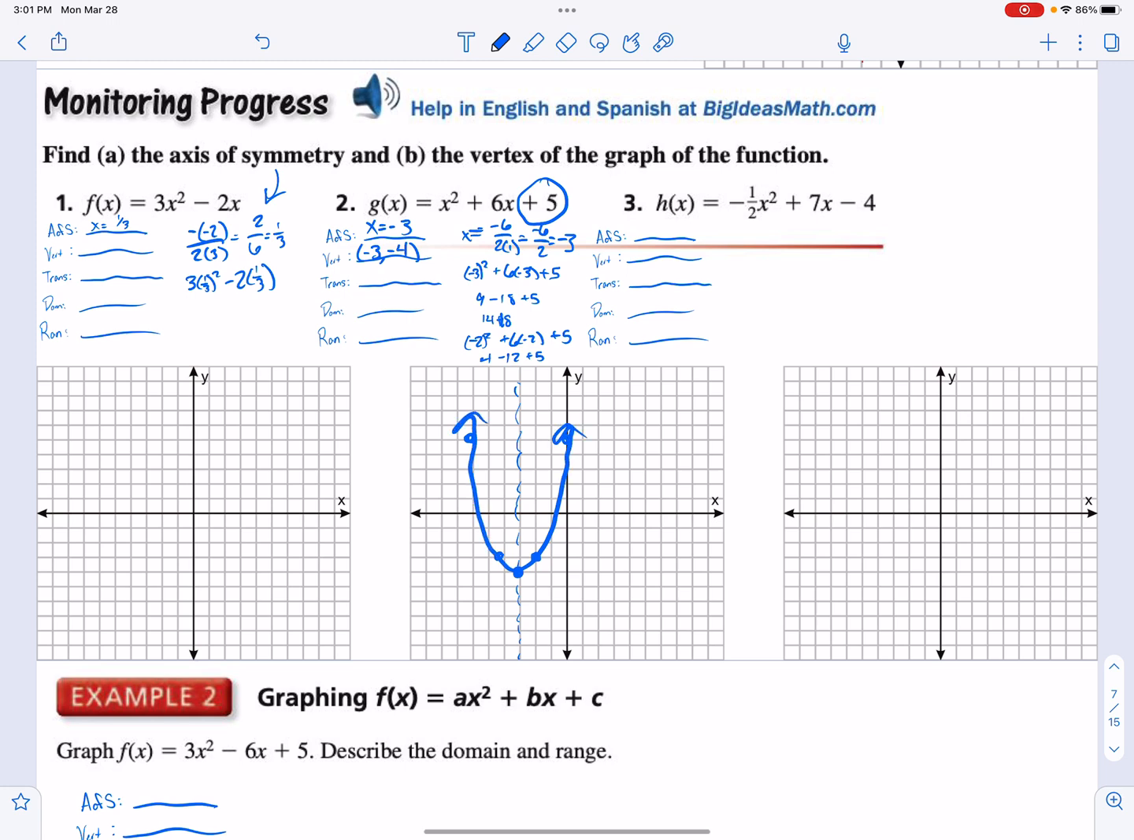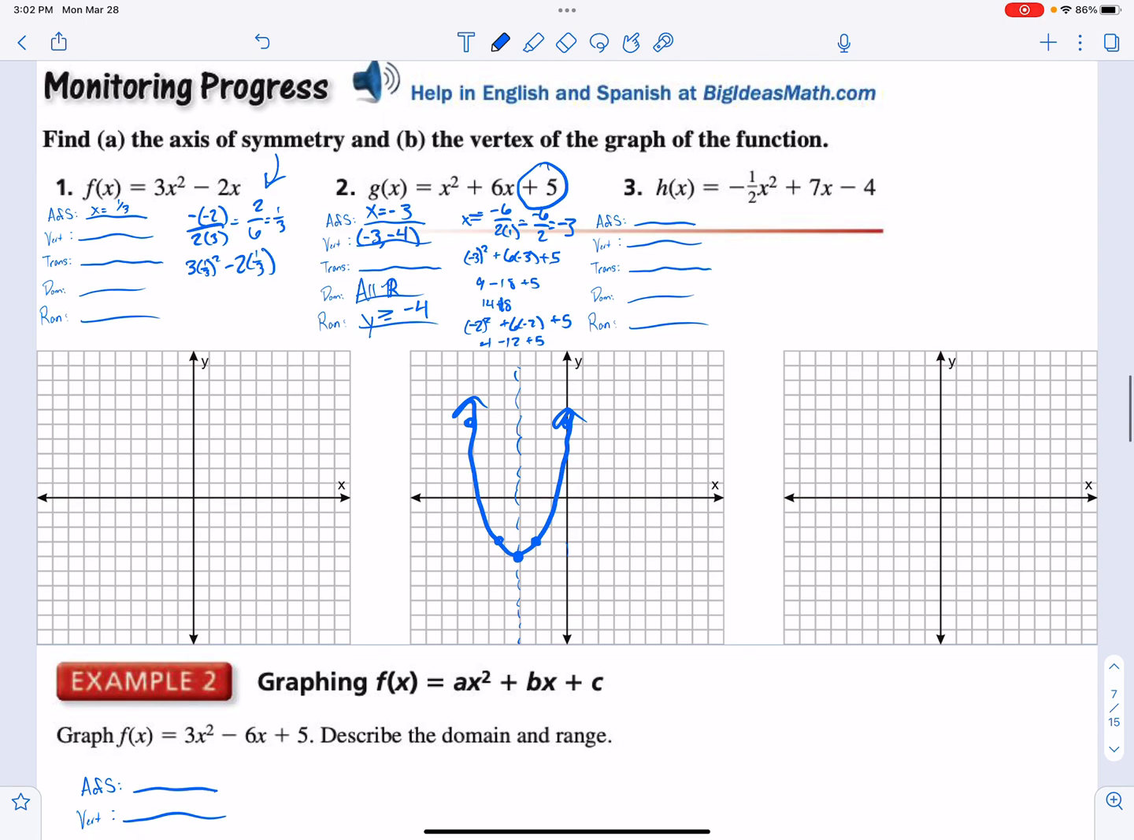Now, what we should notice here is the fact that, one, our a value, there's no stretch or shrink. Okay, again, the translation left and right gets messed up by b, so don't worry about that. My domain is all reals. And then my range is y is greater than or equal to negative 4. Okay, so again, we should have a pretty good idea of the rough sketch of our graph. Again, number 3, it's not as bad as it looks, but if you plug it into Desmos, you should be able to check your answer there.